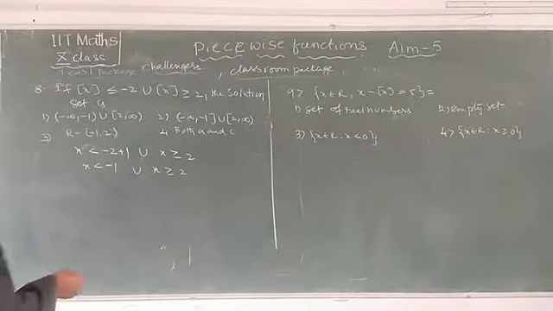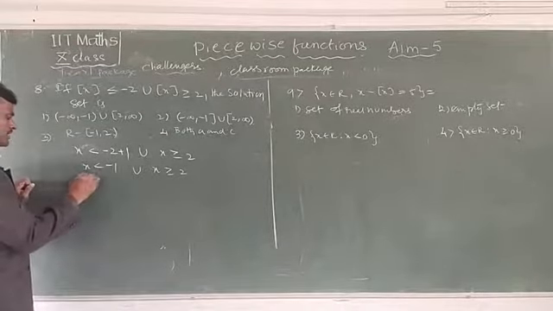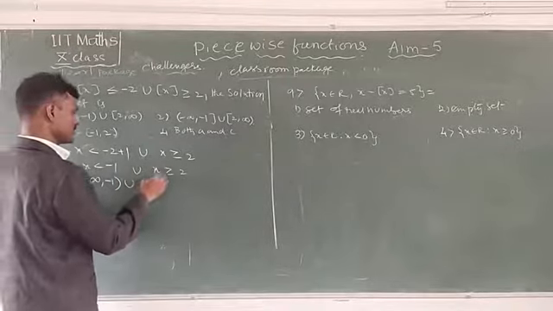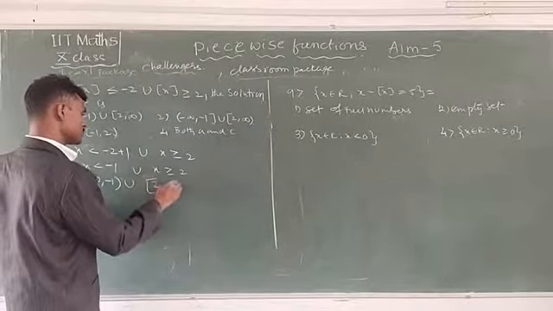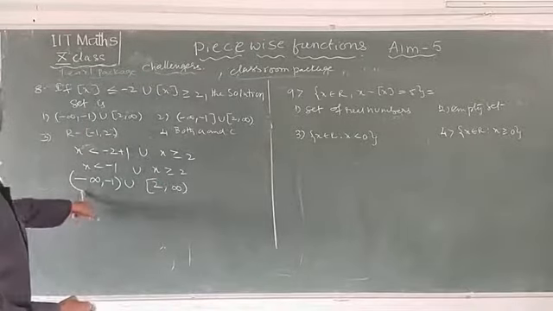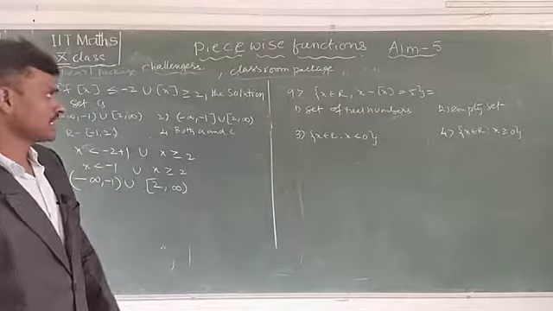Okay, now see here. This is rewritten in interval form: minus infinity to minus 1 open interval union closed interval 2 to plus infinity. Now you can check here minus infinity to minus 1 union 2 to infinity. This is the first option.